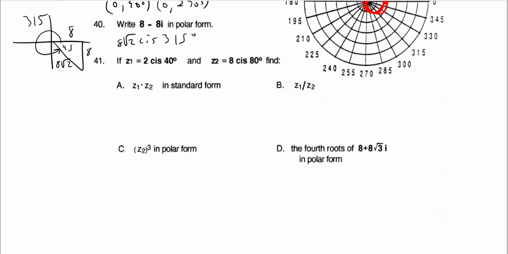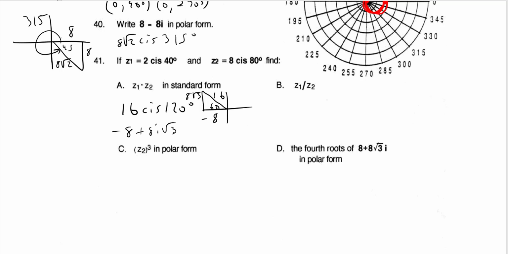This is just the product property, right? So you multiply, 2 times 8 is 16, and you add the angles, cis 120. And they actually want it in standard form. That means you put it into a plus bi form, rectangular form, right? So 120 is here, reference angle is 60. So this is 16 here, and then across from the 30 is 8, and across from the 60 is 8 root 3. And this is a -8. So this is going to be -8 plus 8i root 3.